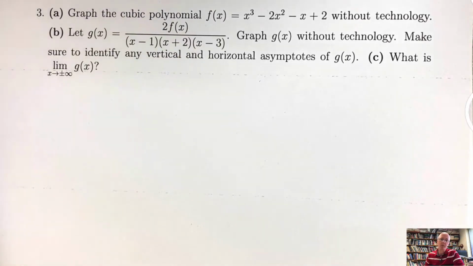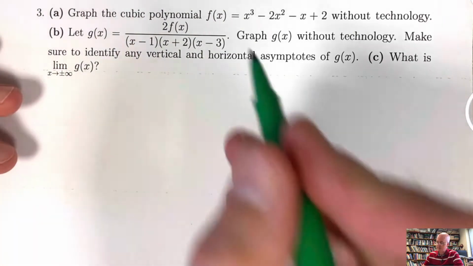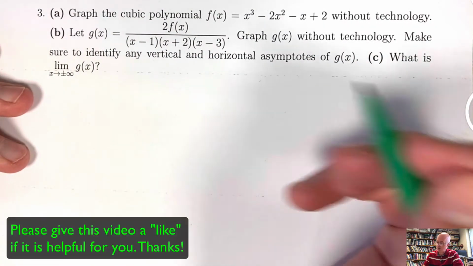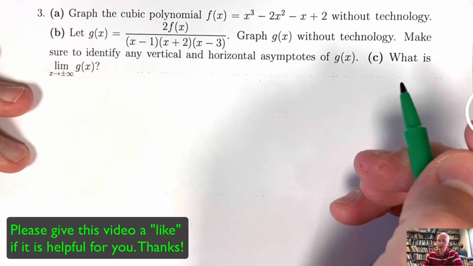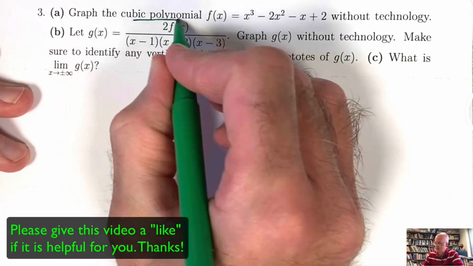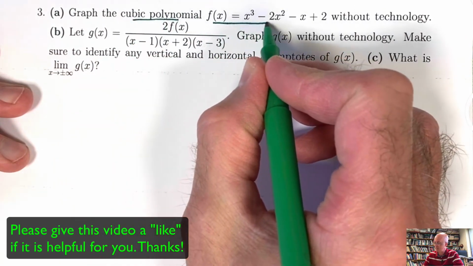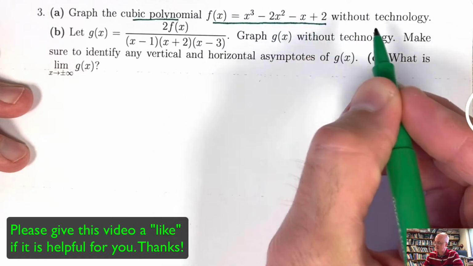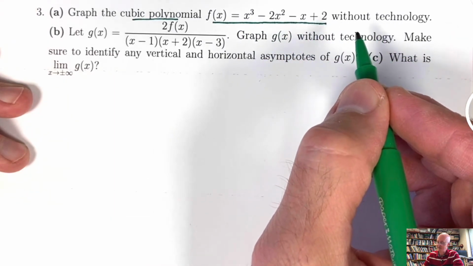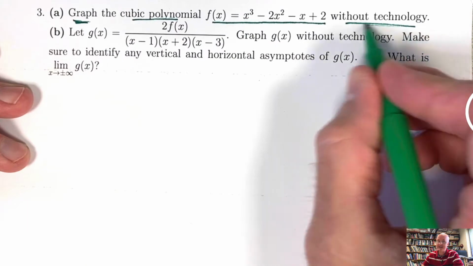In the second problem, we were given a graph and we wanted to find a polynomial. Here in the third problem, we're given a polynomial and we want to make a graph. We're also given a rational function and we want to make a graph. This is a cubic polynomial. F of x equals x cubed minus 2x squared minus x plus 2. And the goal is to graph it here without technology.